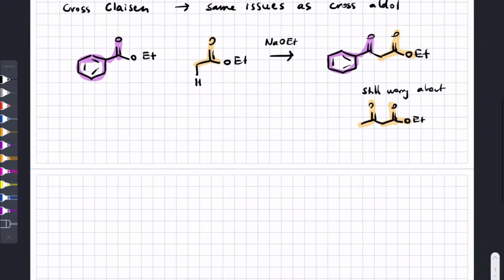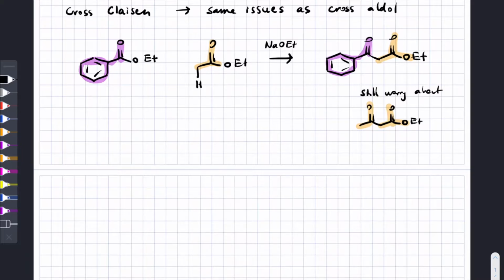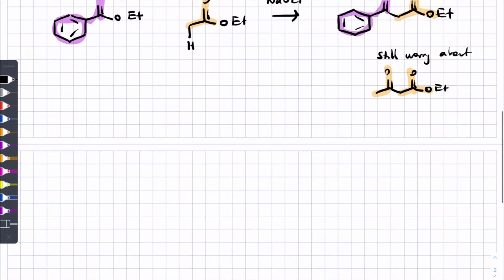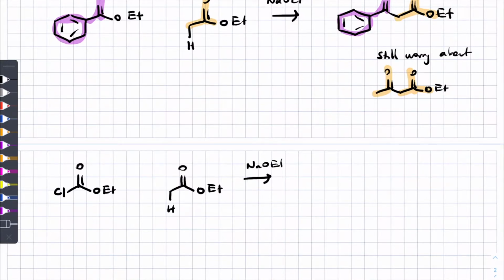One other solution, and this is sort of cheating, is to use a really reactive ester as your electrophile. So you can make this particular ester that has both the ethoxy and the chloro there. This is sort of a mix between an ester and an acid chloride. So if you use sodium ethoxide, you're going to remove this proton to give you the enolate, which I'm going to skip over.